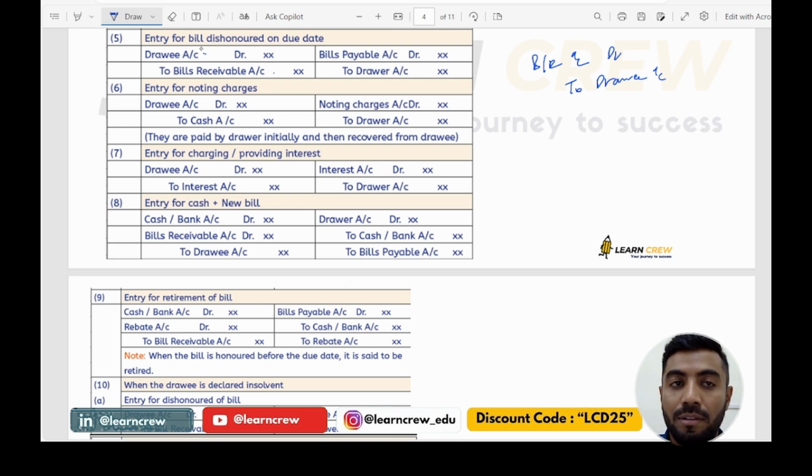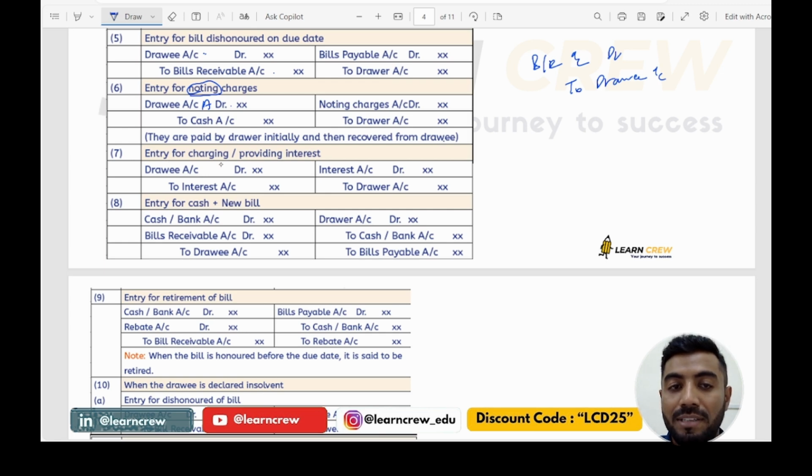So whenever the bill has been dishonored, there is something called noting charges. What is this noting charges? We already discussed it in class. Noting charges is nothing but a small expenditure incurred by the drawer in order to record the facts, the reasons for not paying. We will be incurring certain expenses. This will be recovered from the drawee only. Initially, we will be paying it, and then it is recovered from the drawee.